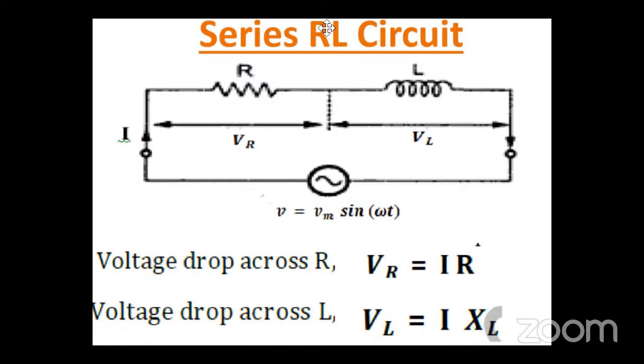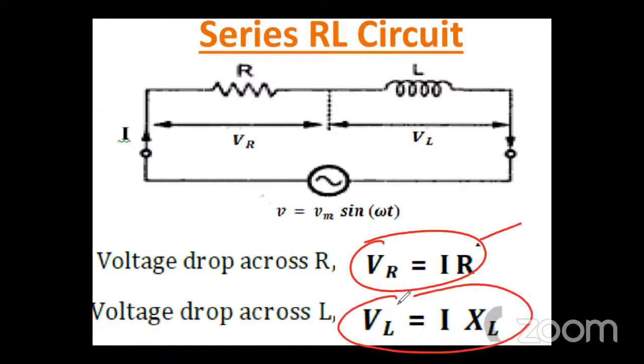So yesterday we saw what is a series RL circuit. So this is a series RL circuit, and what formulas did we see in it? The first formula is VR is equal to IR. Second is VL is equal to IXL. And then what is the total formula? V is equal to IZ. What is Z? Z is equal to square root of R square plus XL square.